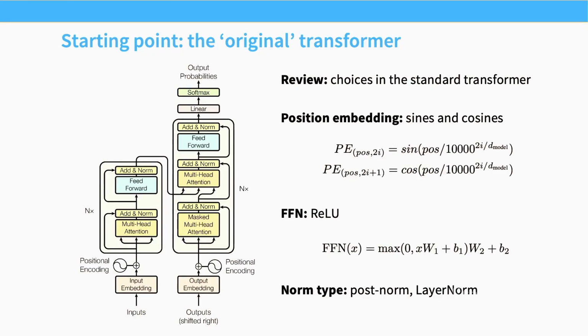There are some fairly standard choices that you make. You say, oh, transformers don't have positional dependence, so we're going to add a position embedding. And what do we do? We're going to add some sines and cosines. We're going to have information processing through ReLU. And then we're going to have a post norm. I'll talk about what exactly that is later.